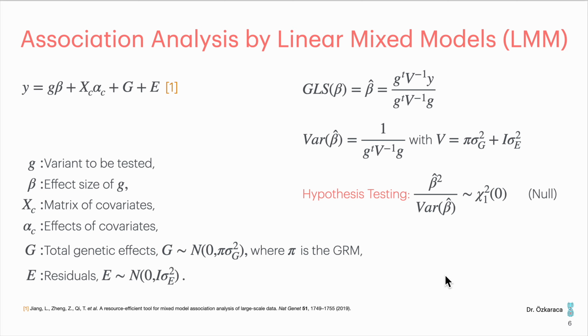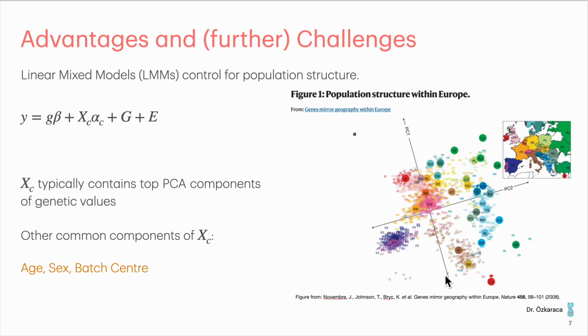Now I would like to talk about how this linear mixed model setting fixes the confounding factors. Let's start with, first of all, the population structure. In 2008, Novembre, Johnson, Bryc et al. presented an amazing paper called Genes Mirror Geography within Europe. What they did was they looked into the top two principal components of the genotype matrix. And what they found is that in that genotype matrix, the top two components actually mirror the geography of the Europe map.